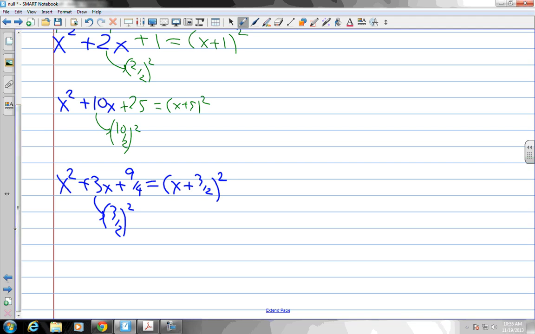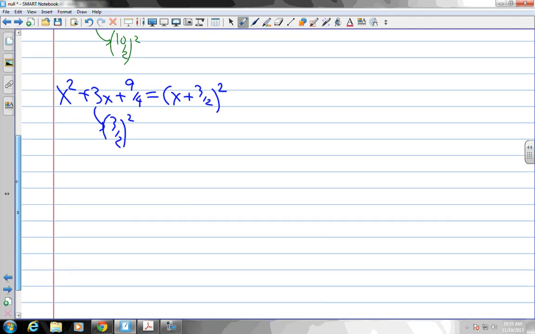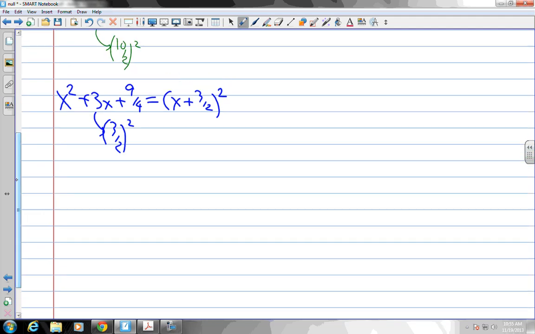Well, what is 3/2 squared? Right? So x squared minus 5/7 x. What do I need to add in order to make this into a perfect square? So divide that by 2, right? Yeah. What is 5/7 divided by 2?